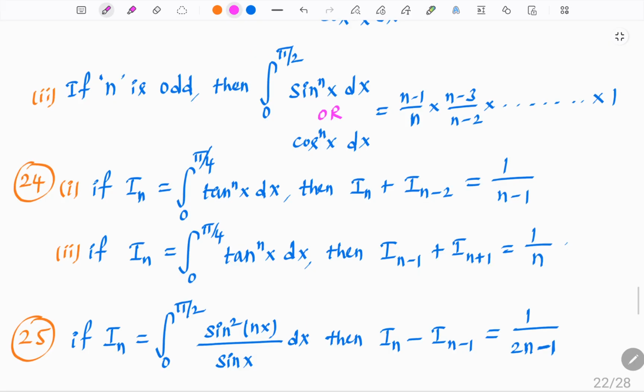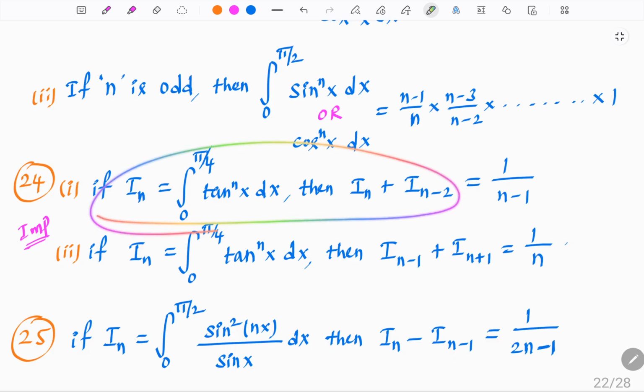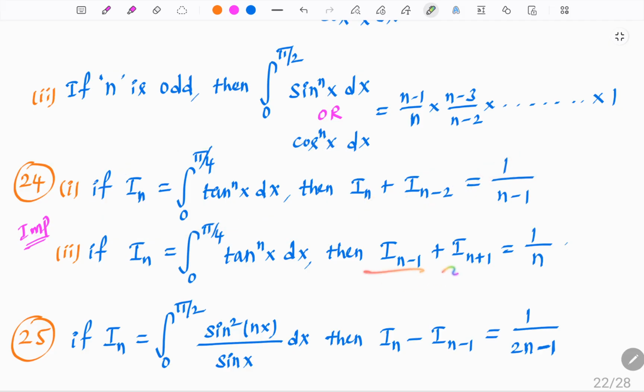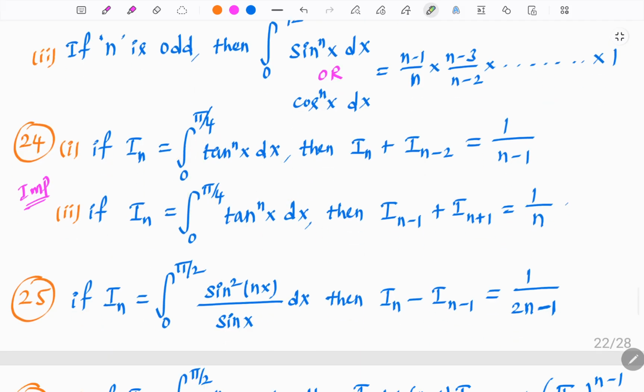Next, here also you can expect one question in the KCET examination. Observe, students, how to remember this? See, n and n minus 2, which one will come in between? n minus 1, right? So 1 by n minus 1. Very simple. Next, see, n minus 1 and n plus 1, the middle is n, so 1 by n. Clear? But make sure, students, it should be 0 to pi by 4 tan power n x, otherwise it won't work.